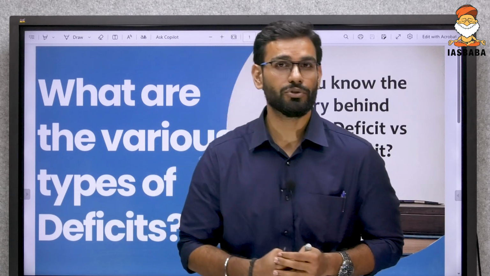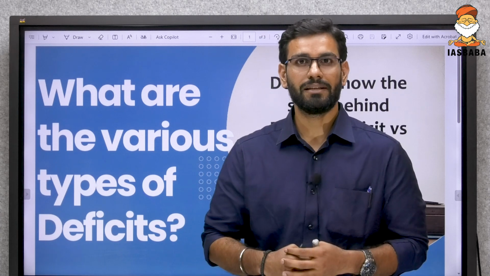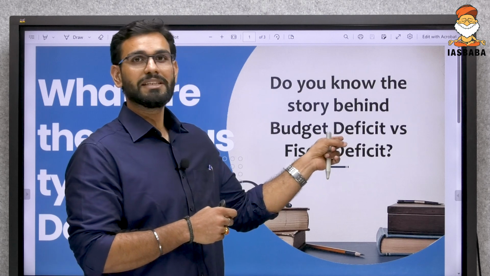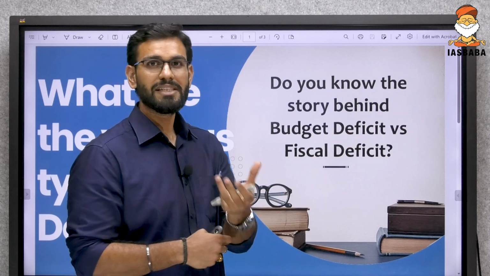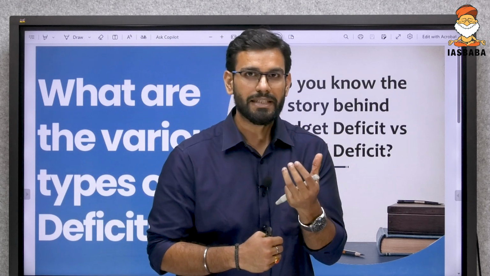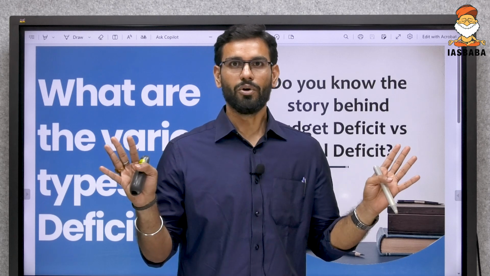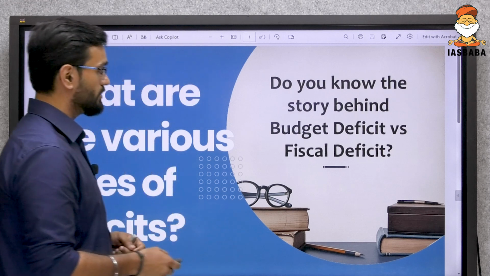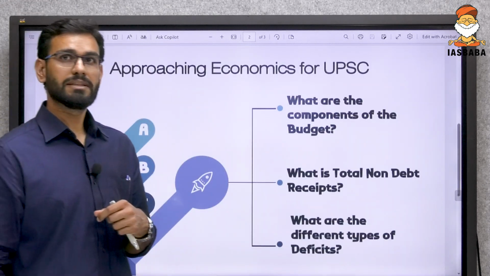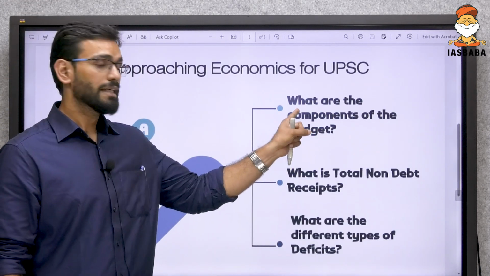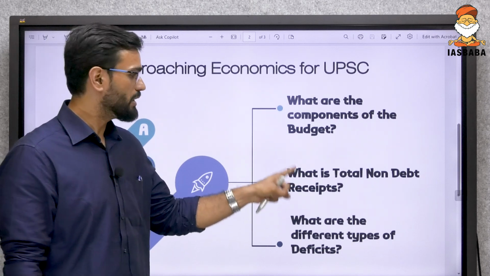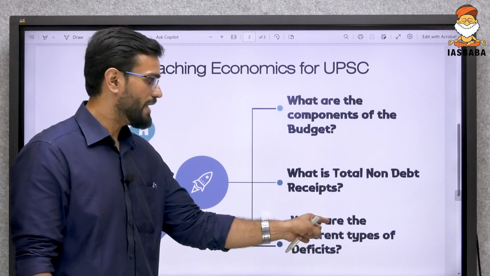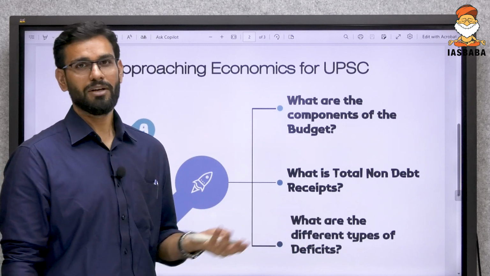And for those of you who have studied it a little, I'm pretty sure you may have this confusion. What is the difference between budget deficit and fiscal deficit? What is the essence? What does it mean exactly? So today we'll be discussing all of that, and we'll be uncovering a few more stories while we are on it. The first thing that we will study is the components of the budget. That will lead us to understanding non-debt receipts or non-debt income, and that will finally lead us to the different types of deficits.